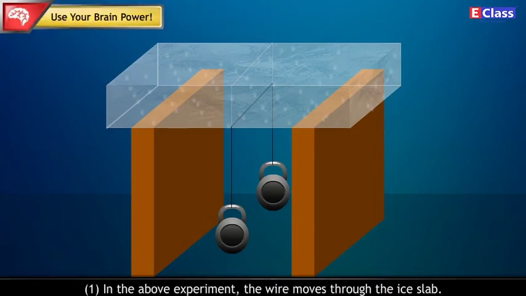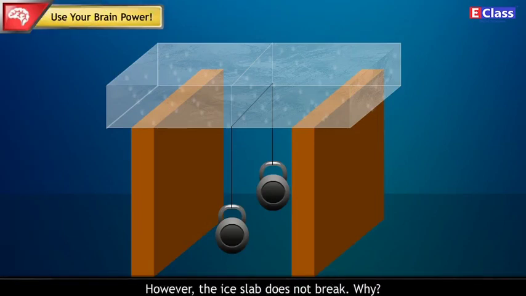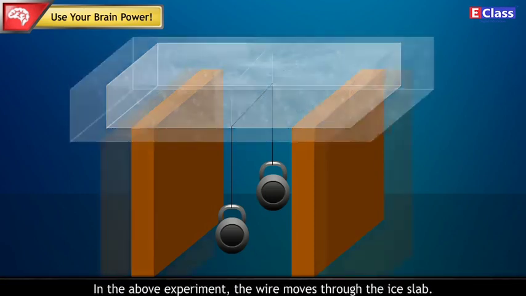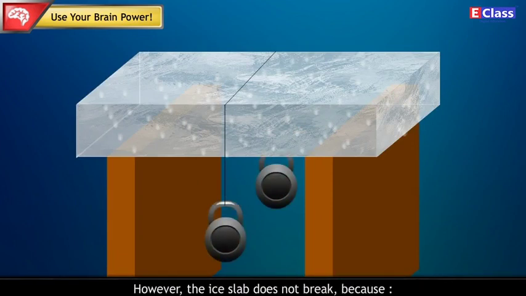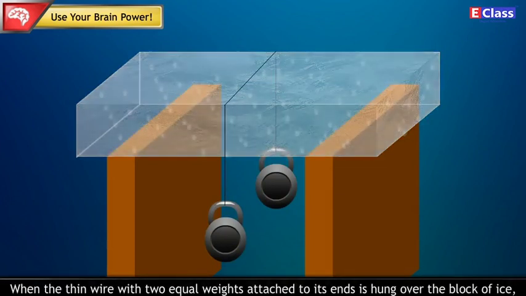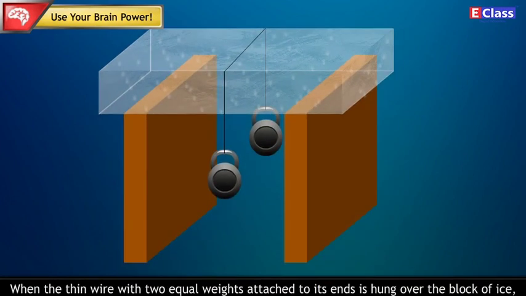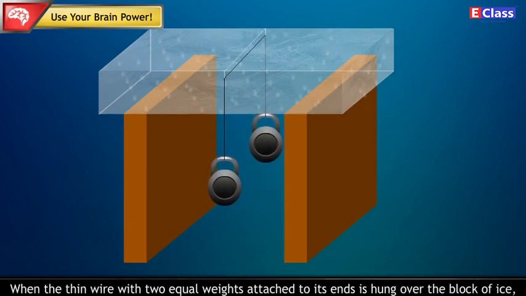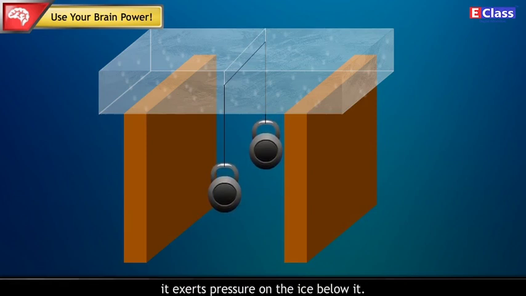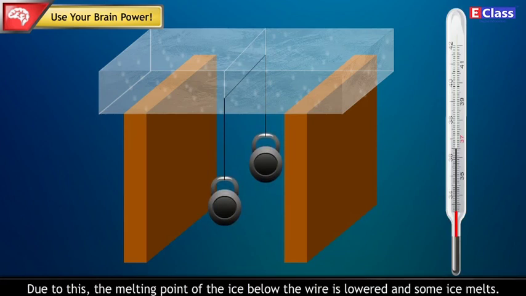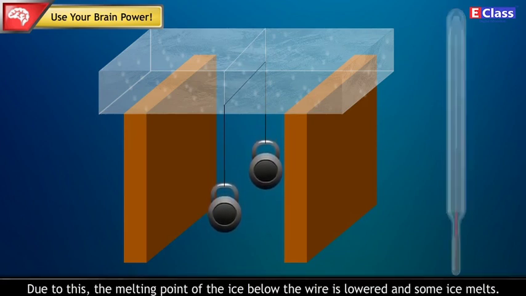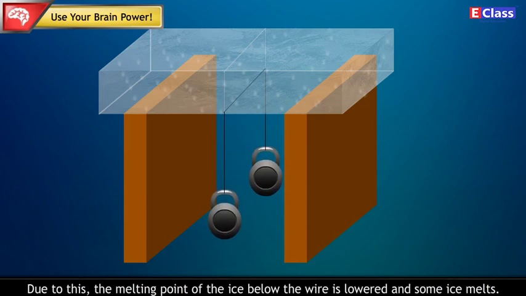Use your brain power. In the above experiment, the wire moves through the ice slab. However, the ice slab does not break. Why? Answer: the ice slab does not break because when the thin wire with two equal weights attached to its ends is hung over the block of ice, it exerts pressure on the ice below it. Due to this, the melting point of the ice below the wire is lowered and some ice melts.